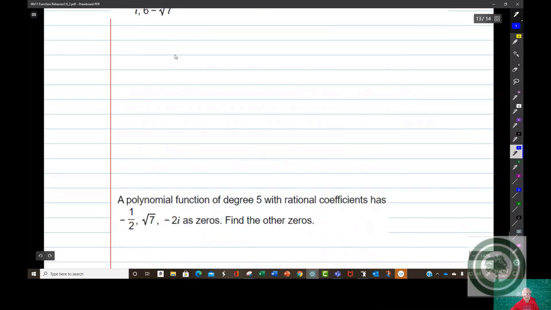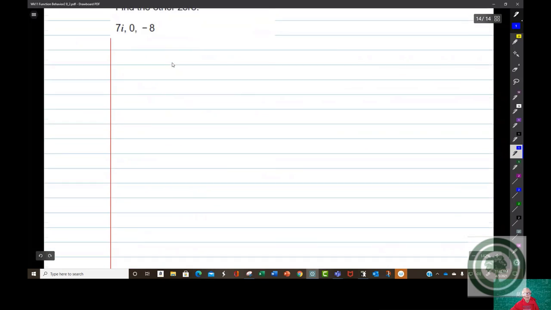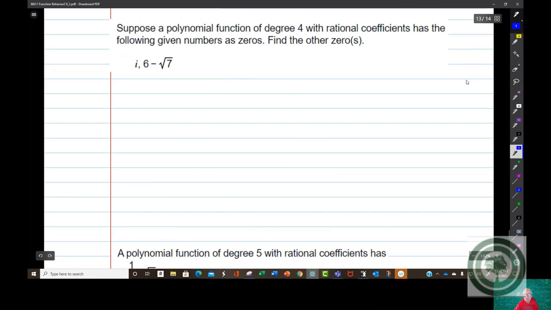Now here we have a couple more problems that are just like that, but we can just zoom through them now. Here you have a complex number. Here you have an irrational number. The conjugate of i is negative i. The conjugate of 6 minus the square root of 7 is 6 plus the square root of 7. That's all you have to type in the answer box.